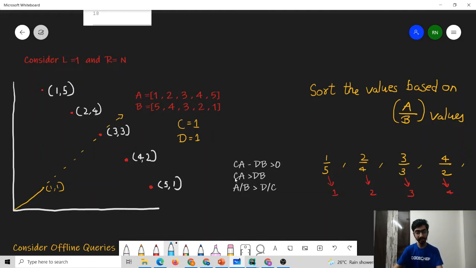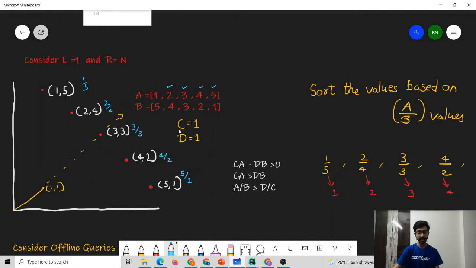So this can be written as C a is greater than D b, which can further be written as a by b should be greater than d by c. So what we can do is, since we have these endpoints, we can consider these points in a 2D plane and mark them. So 1, 5 is marked, then 2, 4, then 3, 3, 4, 2 and 5, 1. And then we can consider the a by b values. The a by b value for this is 1 by 5, for this is 2 by 4, 3 by 3, 4 by 2 and then 5 by 1.